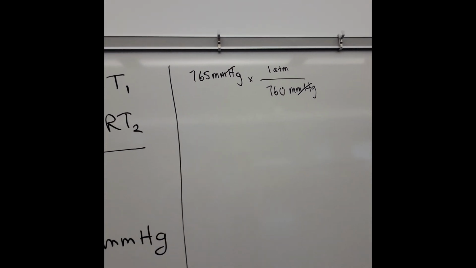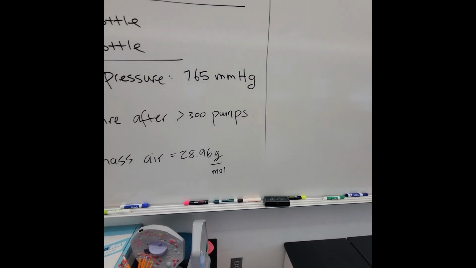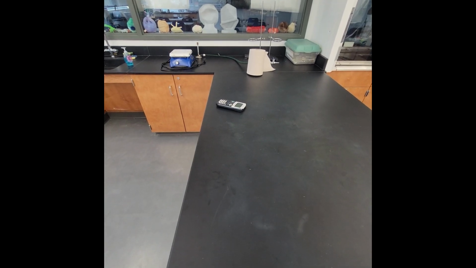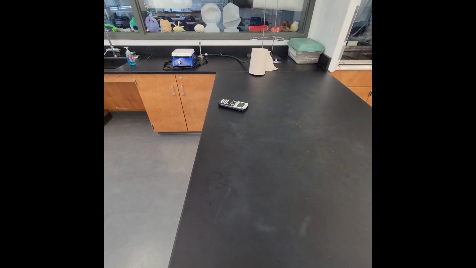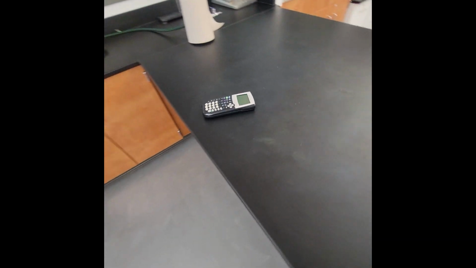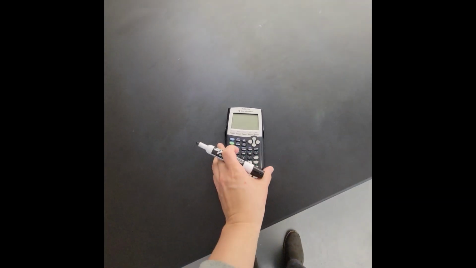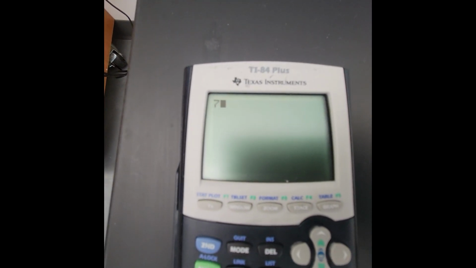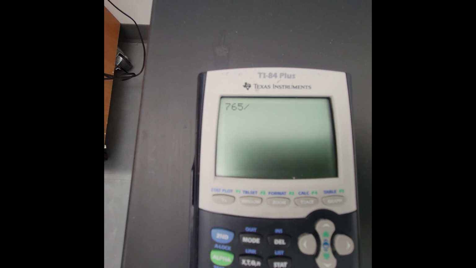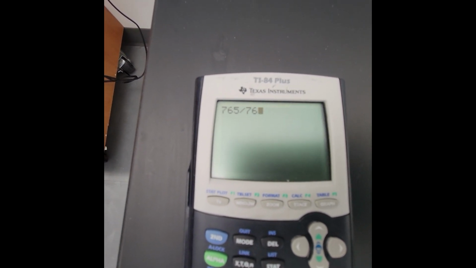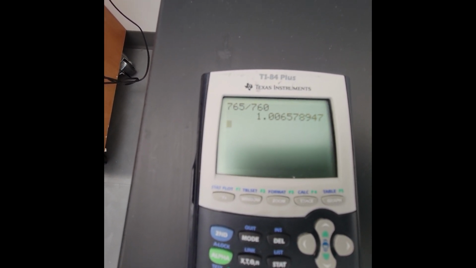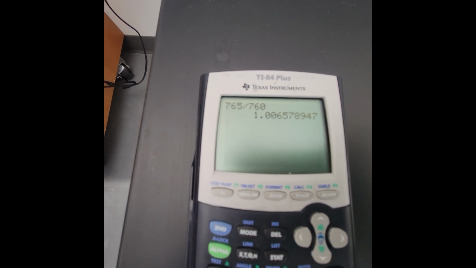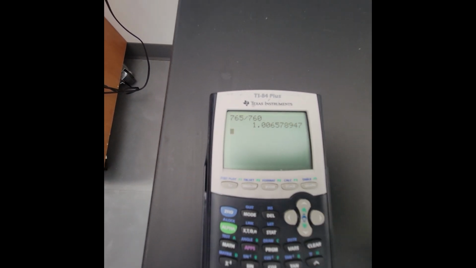I'm going to need a calculator. Somebody left a calculator this morning. If this is yours, I'm going to borrow it and I'll put it right back where you left it. I'll store that number, 1.01. Let's go with that.